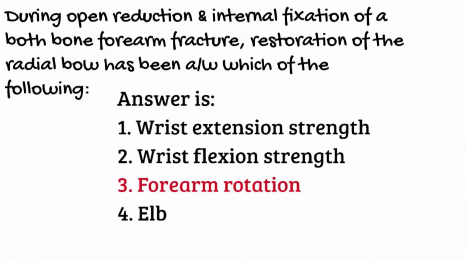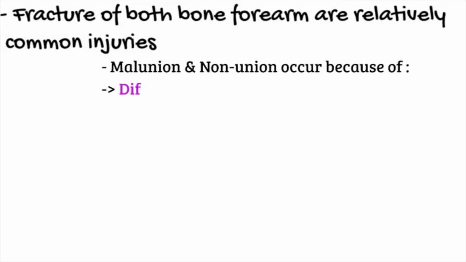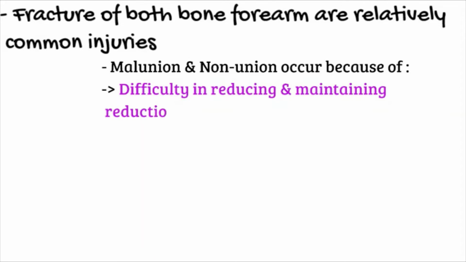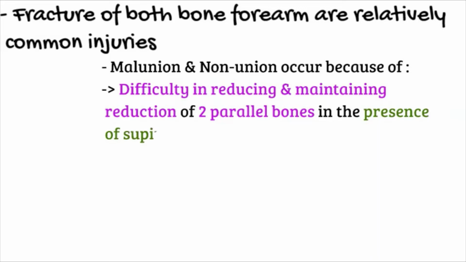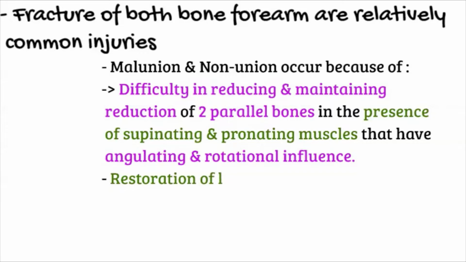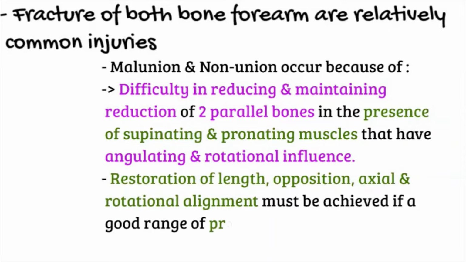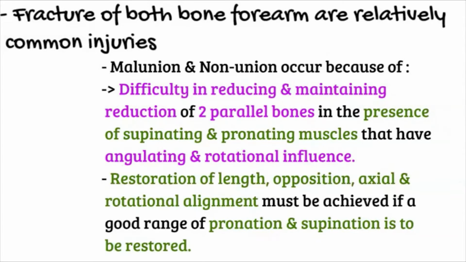And the answer is 3. Forearm rotation. Fractures of both bones of the forearm are relatively common injuries. Malunion and nonunion occur because of difficulty in reducing and maintaining reduction of two parallel bones in the presence of supinating and pronating muscles that have angular and rotational influence. Restoration of length, opposition, axial, and rotational alignment must be achieved if a good range of pronation and supination is to be restored.